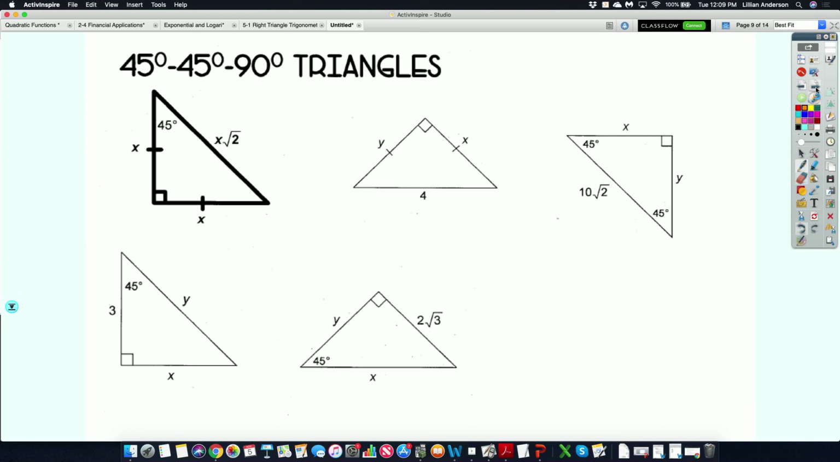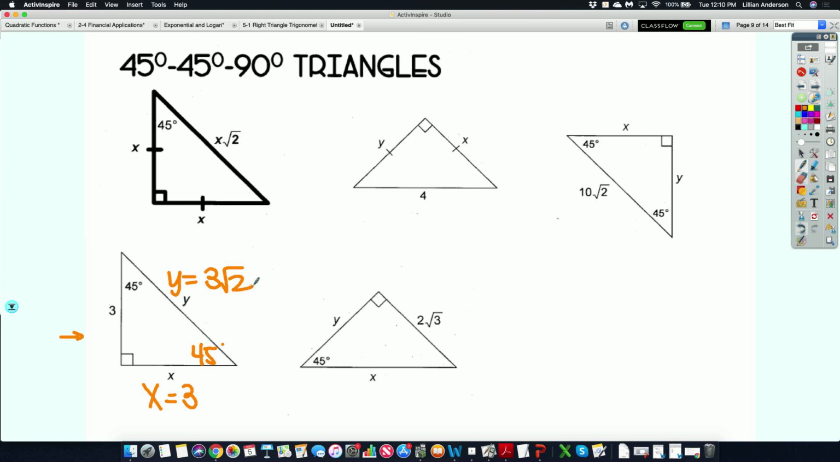So, in this particular problem down here, where one of the legs is 3, it's across from that 45-degree angle, which means I know automatically if one of my legs is 3, the other one has got to be 3. So that means that x is equal to 3. My y is going to be my leg times the square root of 2. So then y is just equal to 3 square root of 2. Okay? Those are your easier ones.